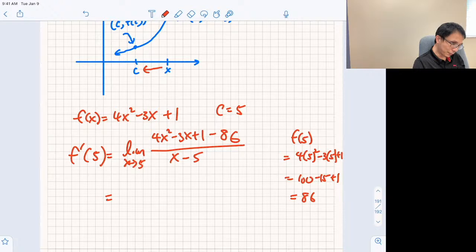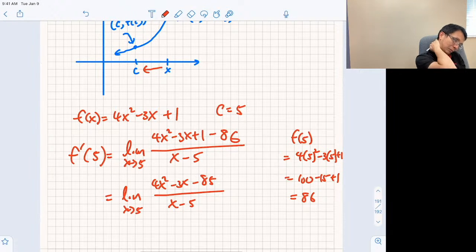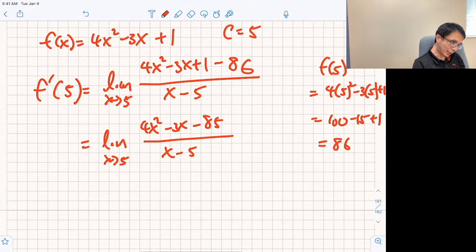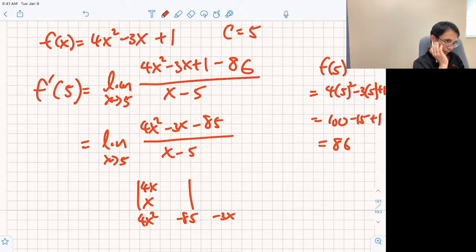So then I will have limit as x approaches 5 of 4x squared minus 3x minus 85 over x minus 5. Ooh, factoring this one is going to be fun. So I kind of need a box here to help me. I'm going to do 4x squared minus 85 minus 3x. So I'm going to do 4x and 1x, because I know the bottom is going to be x minus 5 in order for them to cancel.